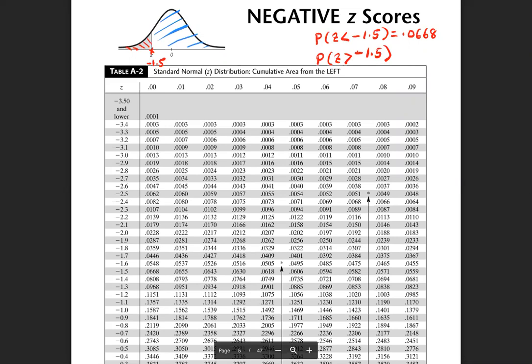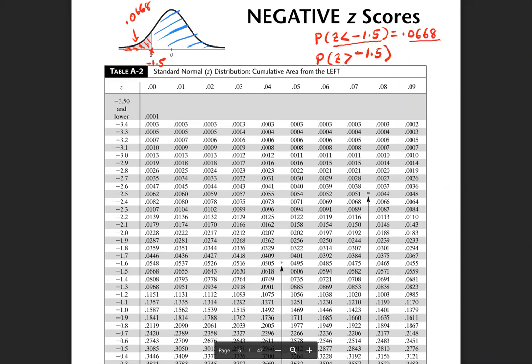Anybody? Any response? No one has any response? Anything above 0.0668? Remember, 0.0668 is this area, this shaded region. So the probability that Z is less than negative 1.5 is 0.0668.